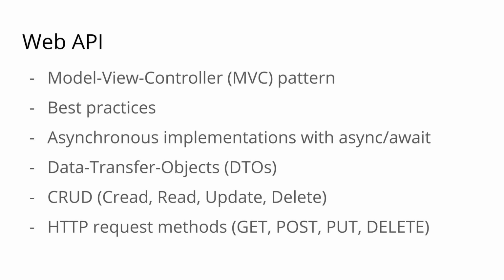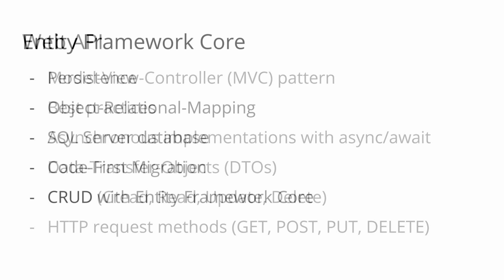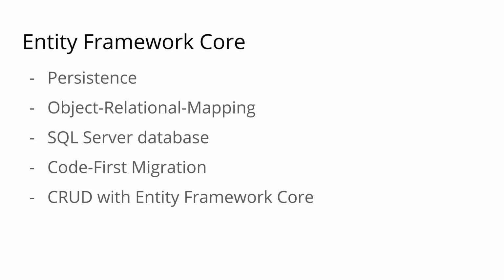Then we dive deep into the Web API. You'll learn about the Model View Controller pattern and best practices for a clean Web API structure and clean code. We'll get to asynchronous implementations with async and await, use data transfer objects. We will cover all CRUD operations, meaning create, read, update and delete, with the mostly used HTTP methods get, post, put and delete. We'll get to the details later. The following section provides persistence with Entity Framework Core. EF Core is an object relational mapper that will save all our changes in a SQL Server database. We will utilize code-first migrations to do that and again implement all CRUD operations.